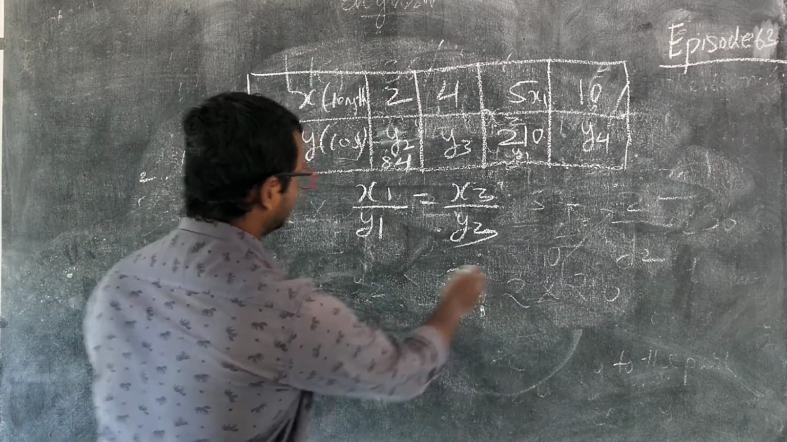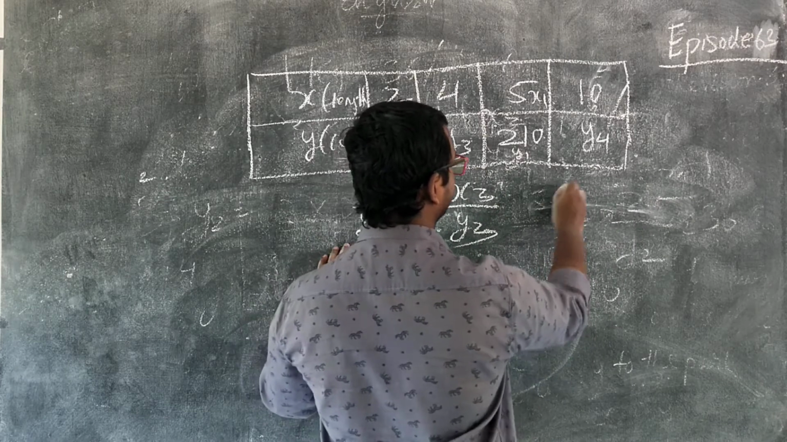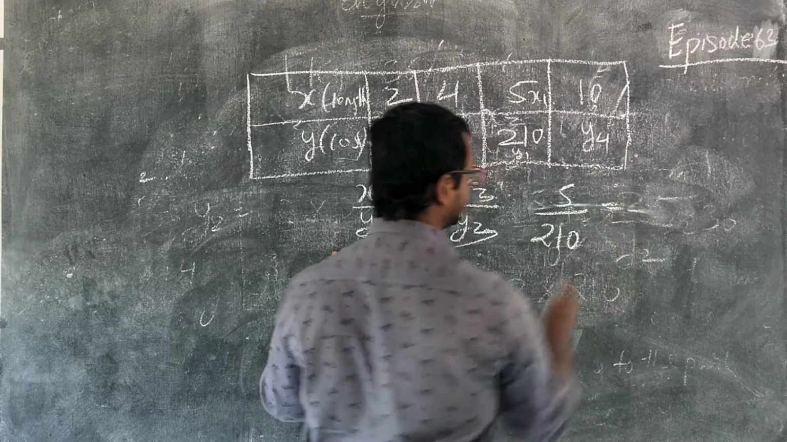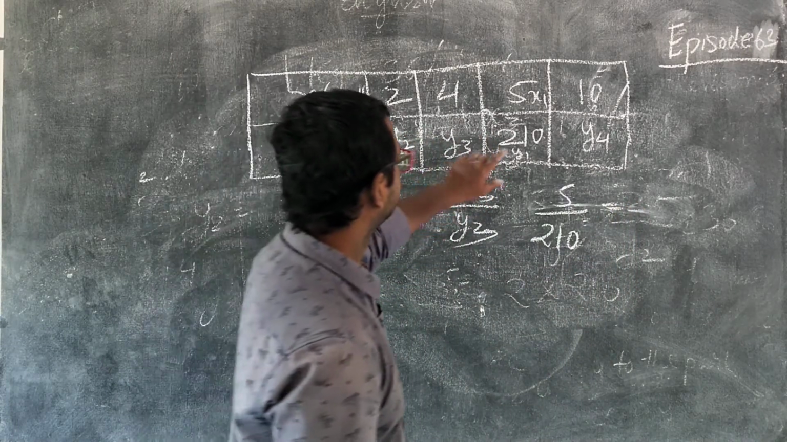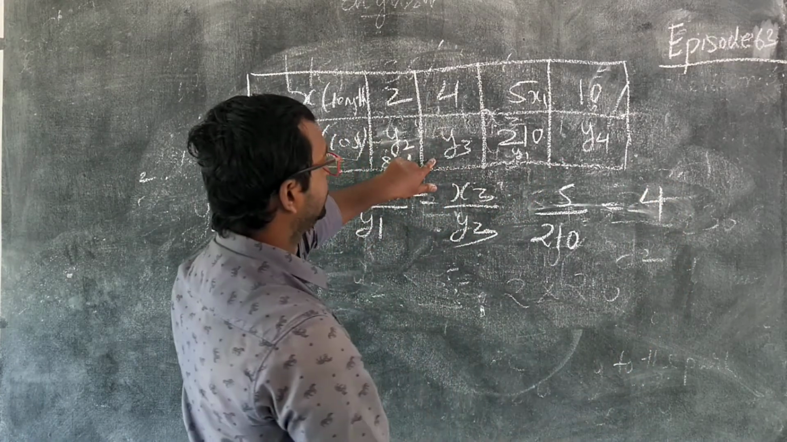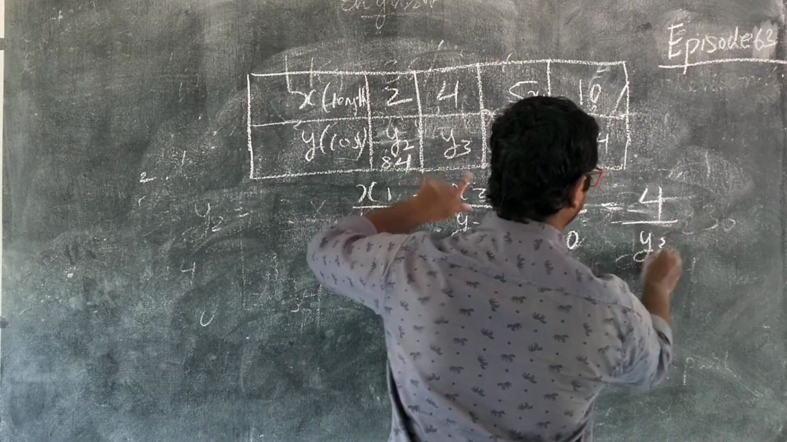Now, how much is x1? x1 is 5. How much is y1? y1 is 210. Is equal to, how much is x3? x3 is 4, because the number above y3 is always x3. So 4 divided by y3. Okay.